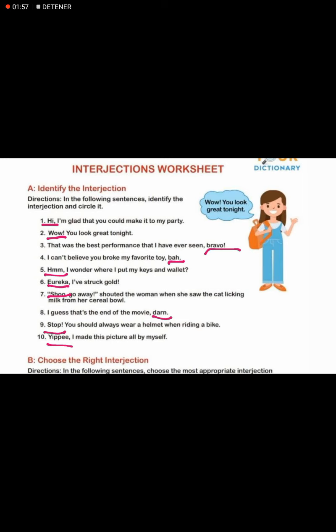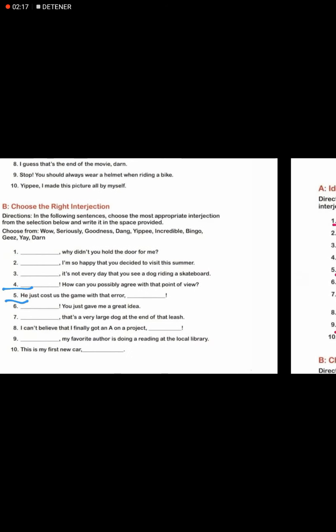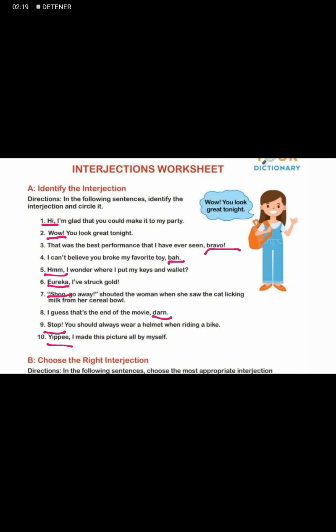Now, we also did another exercise which was to identify the interjections. Remember that the interjections are words that represent feelings or emotions. For example, in number one, we have, hi, I'm glad that you could make it to my party. Hi is the interjection. It's like, hi, I'm happy to see you. Estoy como feliz de verte. Entonces, estoy feliz porque pudiste llegar a mi fiesta.